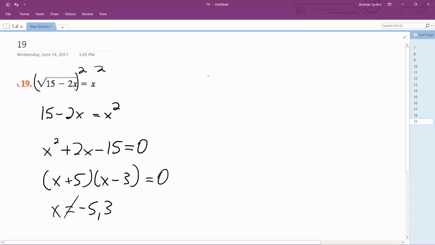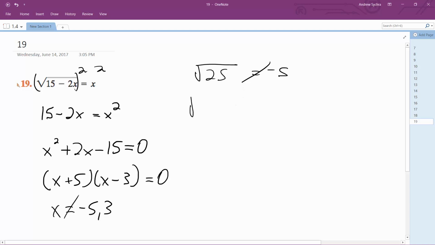It's not going to be negative 5, because if you get negative 5, what you end up with is 25 equal to negative 5, which can't happen. You can't have anything under the radical equal a negative value. You can have an imaginary value, but not a negative value, unless it's something other than just the square root.